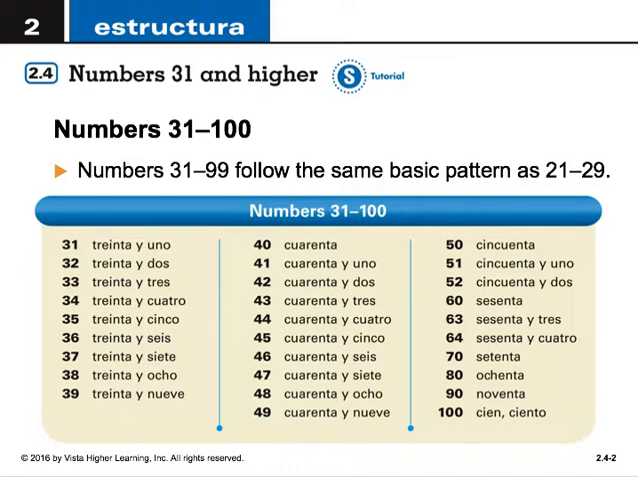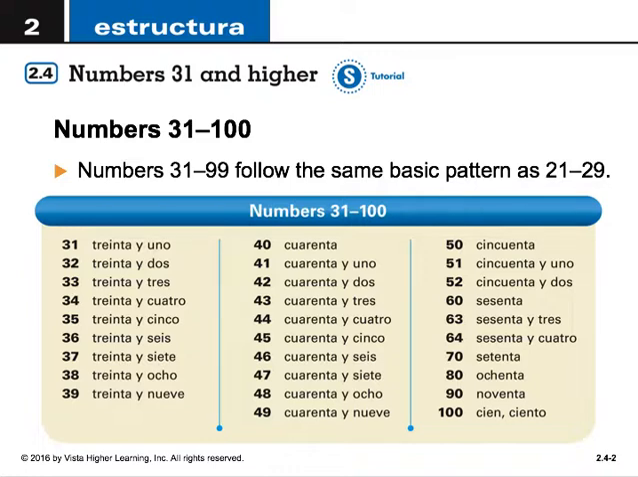Tenemos 31, 32, 33, 34, 35, 36, 37, 38, 39. You notice that these numbers follow the same basic pattern as 21 to 29, except that all of these are separate words. Literally, 30 and 1 makes 31, or 30 and 2 makes 32.